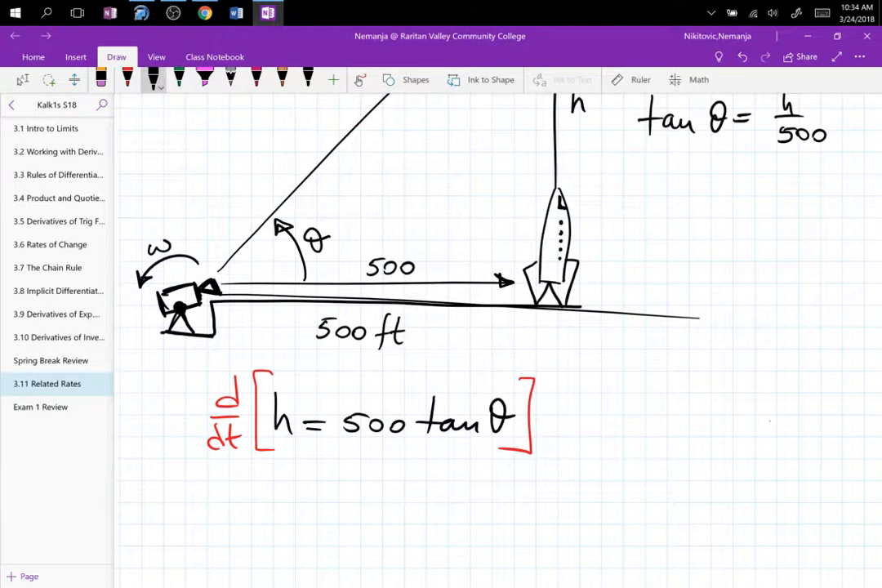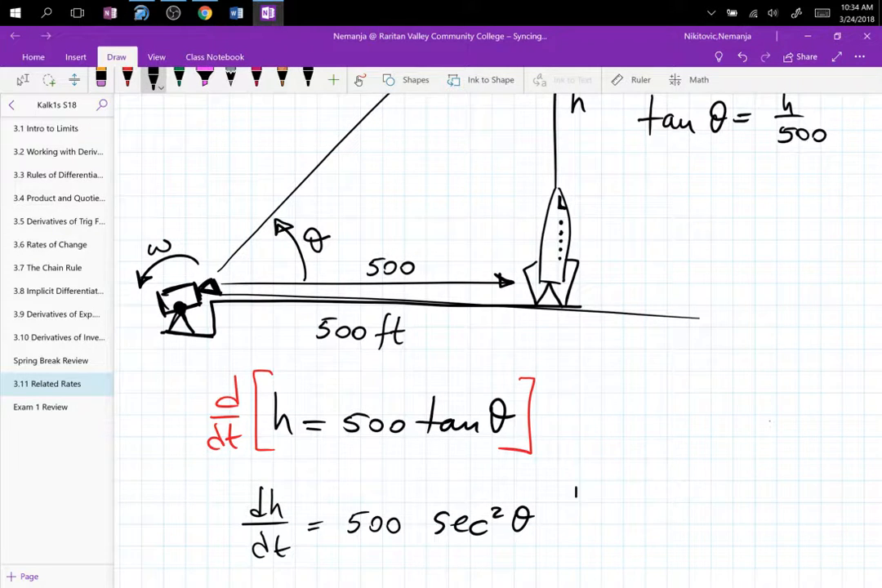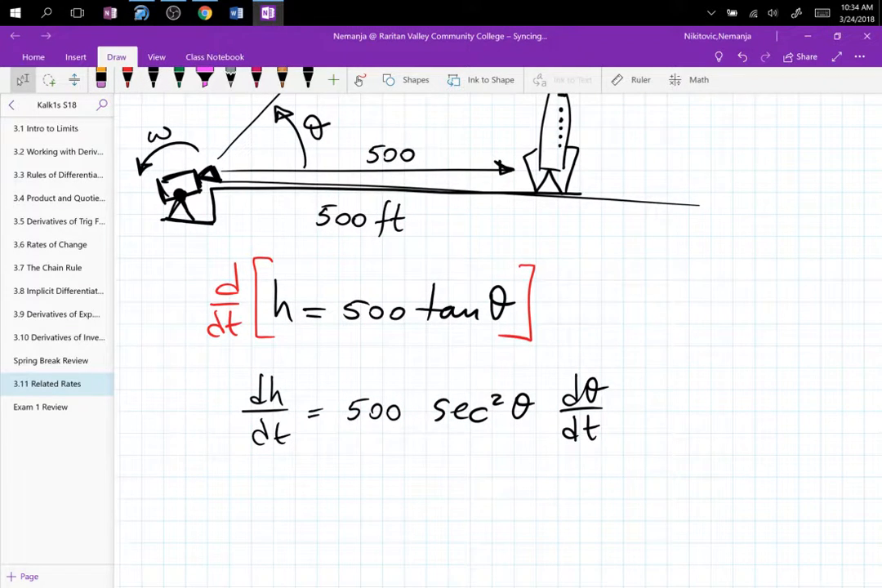So d dt. Great. Derivative of h is 1, followed by the chain rule: dh dt equals, copy 500. Fine. What's the derivative of tangent? Secant squared theta. And then we also have to follow with the d theta dt. It's a chain rule, right? This is not t. And because it's not t, we have to follow with the chain rule. So d theta dt. Ooh, this is cool.